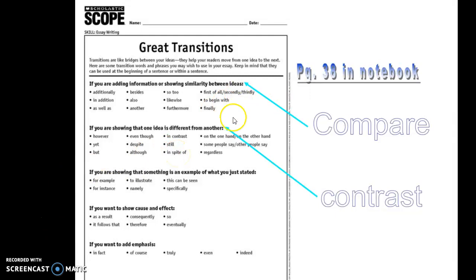Or head to your page 38 in your notebook, and you can look at it there too. You also have the great transitions glued into your notebook, of course. So if you have trouble seeing on the screen for comparing similarity or differences, you can get it in your notebook. Page 38, I believe, or around in that area of your notebook.